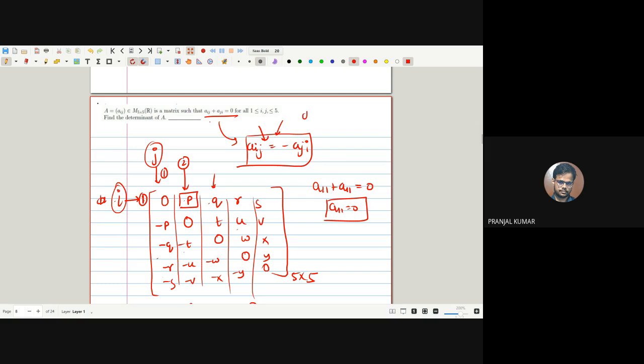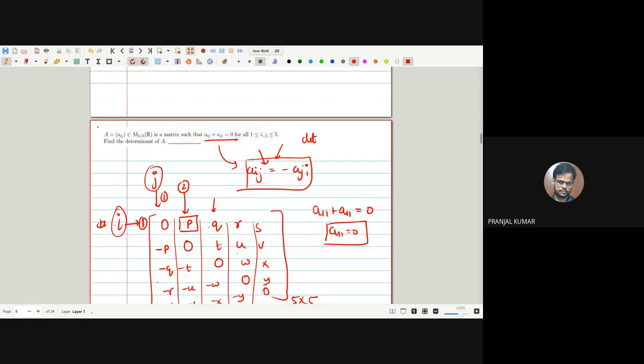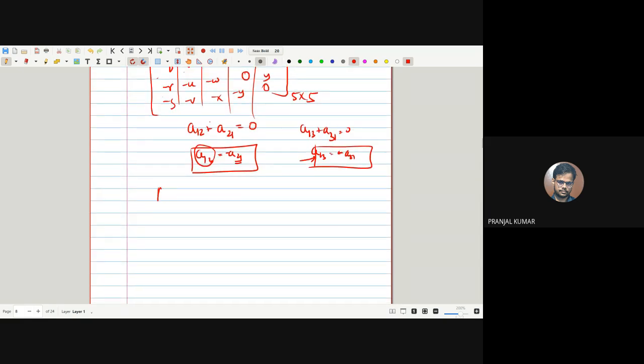So is the determinant of a skew symmetric matrix always 0? See, what is a skew symmetric matrix? If the transpose of a matrix is equal to the negative of the matrix itself, then it is a skew symmetric matrix. Clear? Now you can directly do it if you take the determinant on both sides. I know the determinant of A transpose is the determinant of A itself. Yes or no?